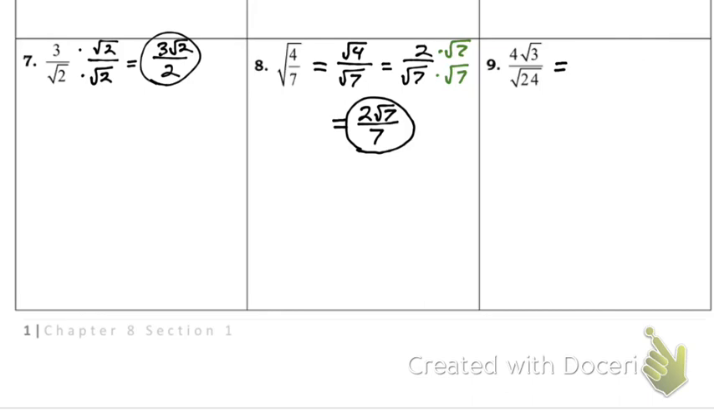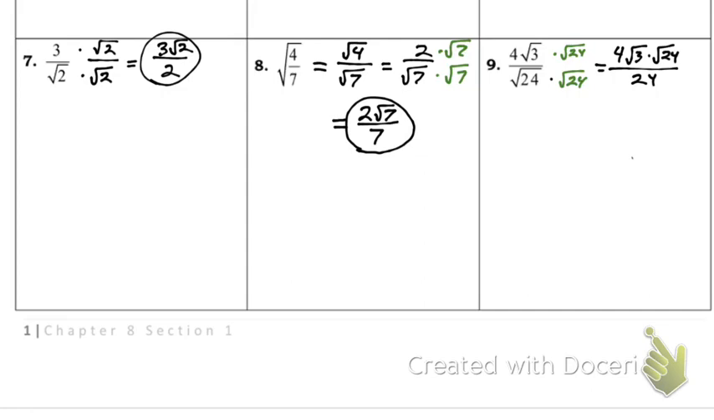So rather than doing that, I'm going to stick with the exact same thing we did over here. I have a square root in the denominator, so let's get rid of it and then simplify from there. To do that, we're going to multiply the bottom and top by square root of 24. You could have also simplified square root of 24, but we're just going to brute force this. So we'll have 4 times square root of 3 times square root of 24, all over 24.